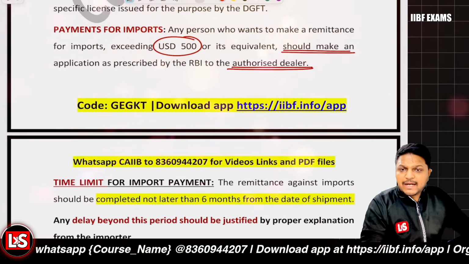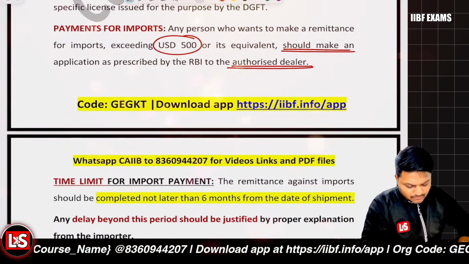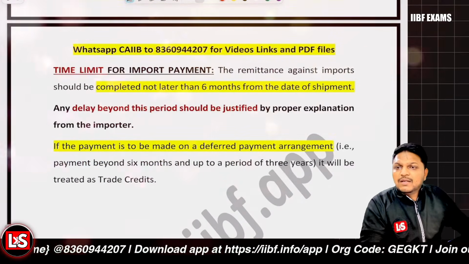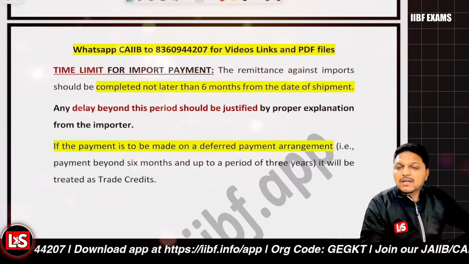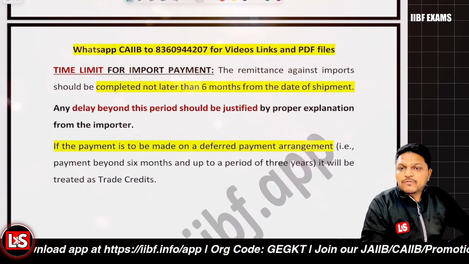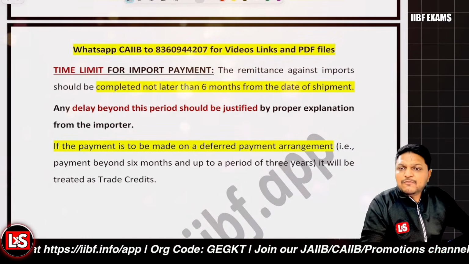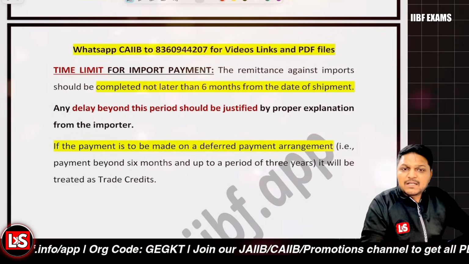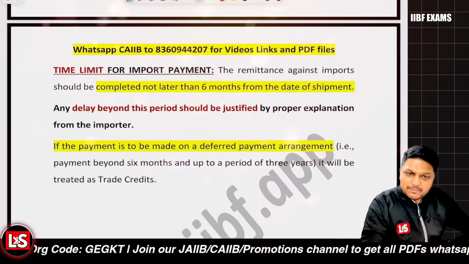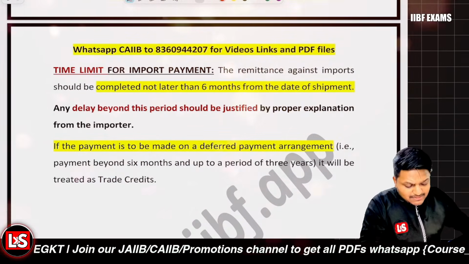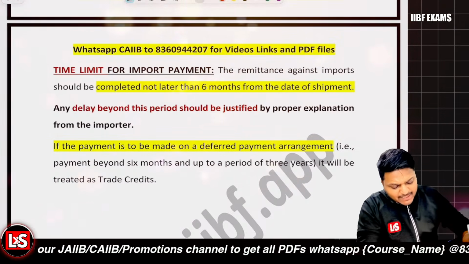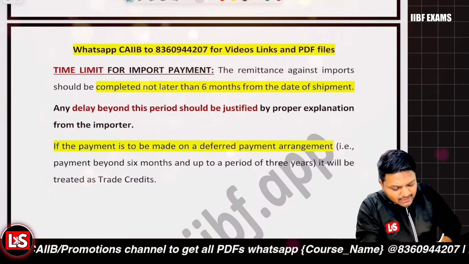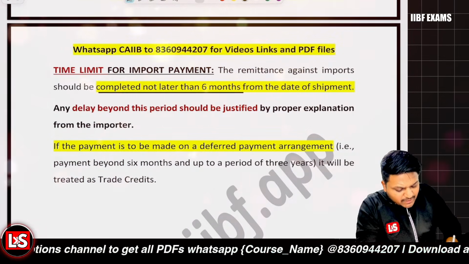To the authorized dealer. And what is the time limit for the import payment? Anyone? Now, if you're going to import, there is a time limit for the payment, right? And what is it? It is 6 months from the date of shipment. So you should be completing the payment not later than 6 months from the date of shipment.